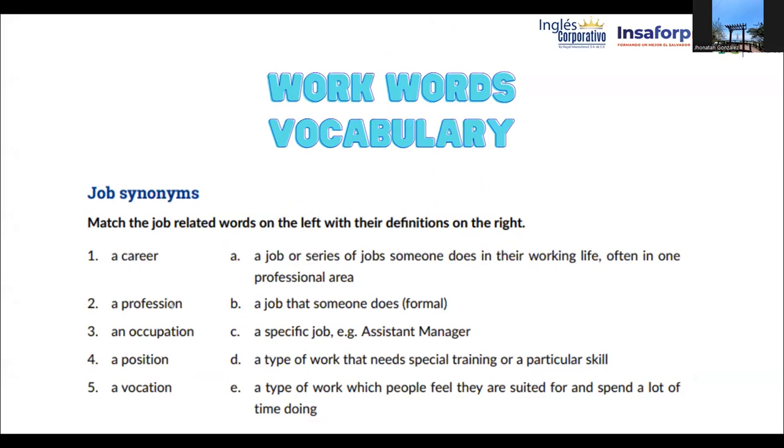I think letter A. Letter A? Okay. Read it. A job or a series of jobs someone does in their working life, often in a professional area. Okay, a profession. And what is an occupation? Letter E. A type of work which people feel they are suited for and spend a lot of time doing. Okay. All right. Not exactly.